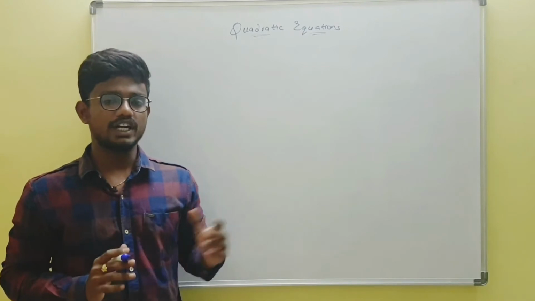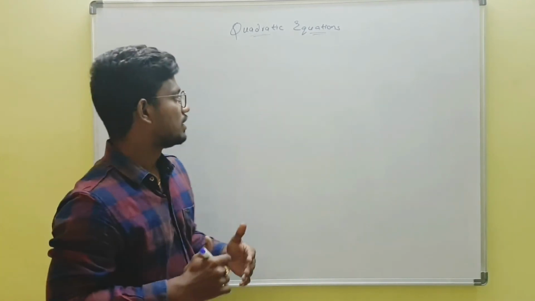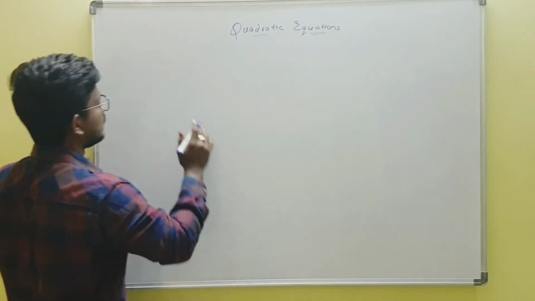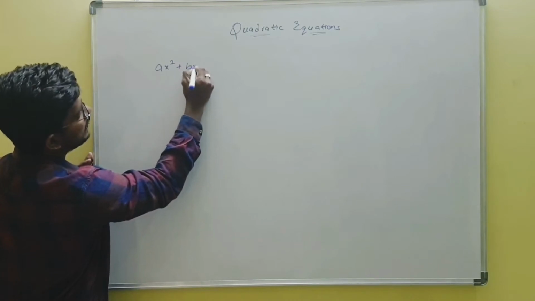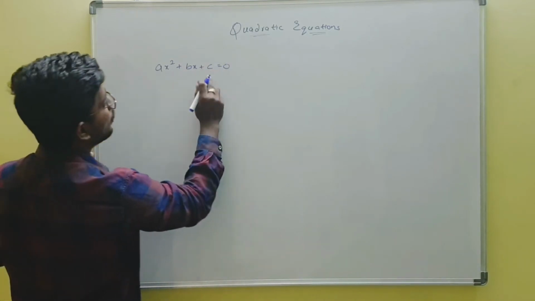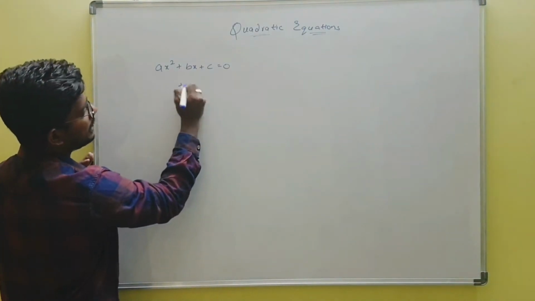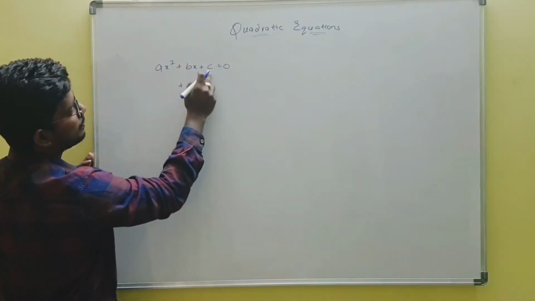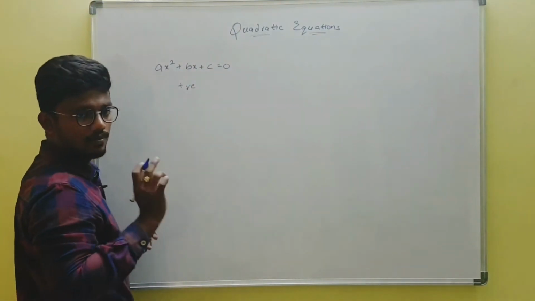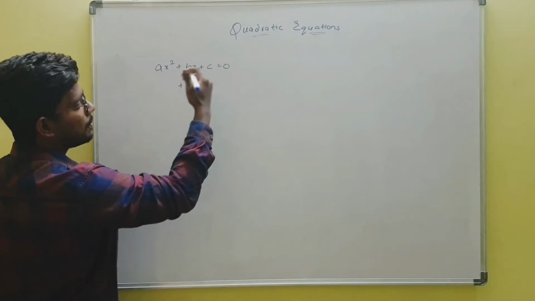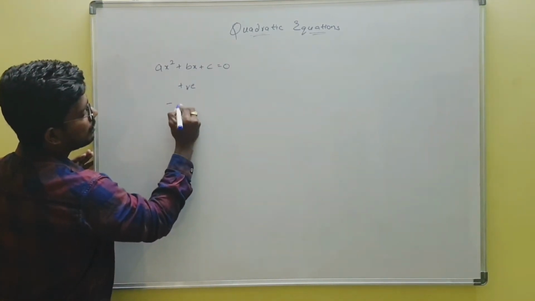Symbols play an important role in quadratic equations. See, in comparing the roots, the symbols play a major role. If the equation is in the form of ax square plus bx plus c is equal to 0, here the product of the constant and the coefficient of x square is positive. Here plus symbol and here plus symbol, hence the product of a and c is positive. Then the roots obtained for that equation will be negative.